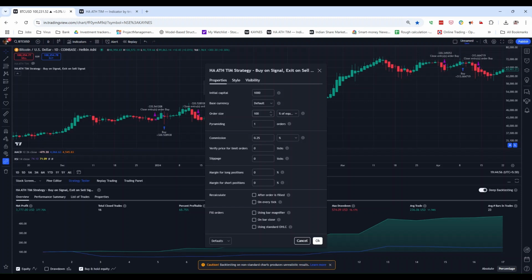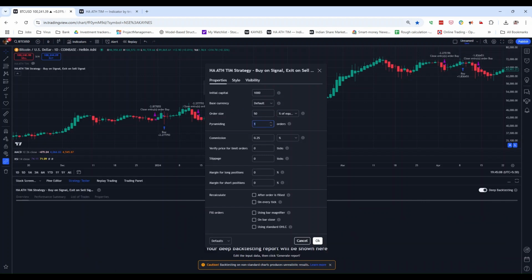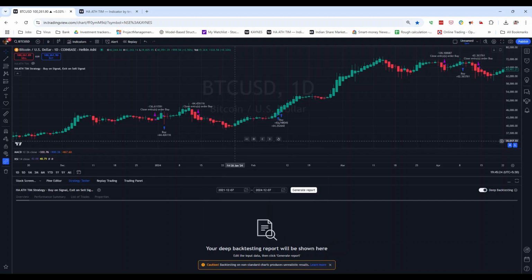So here I'm going to keep only 50 percent of the original amount. Whenever there is a buy signal, I'll just invest 500 USD, and I will invest two times. The capital available is 1000 USD, but I will deploy 50%, which is 500 USD, in two instances. I'll just show you here.